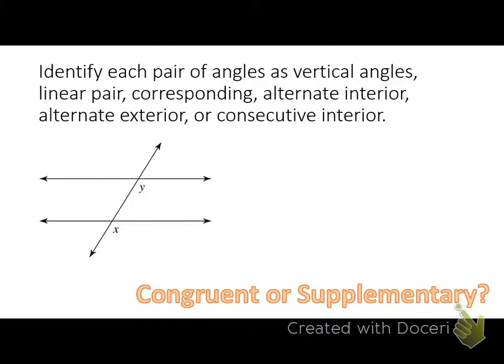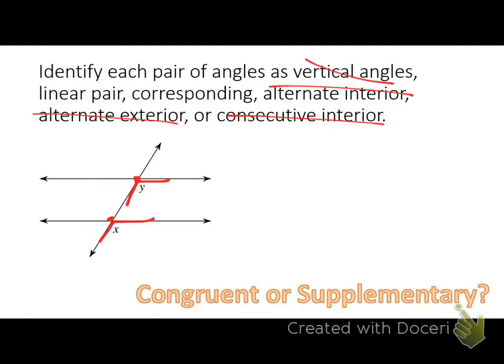Sorry, I just couldn't read it. It was moving. So one's on the inside, one's on the outside. So it can't be any of the interior or exterior because this one's on the inside, this one's on the outside. So vertical angles would touch the vertex. Do they share a vertex? No. So they aren't vertical.